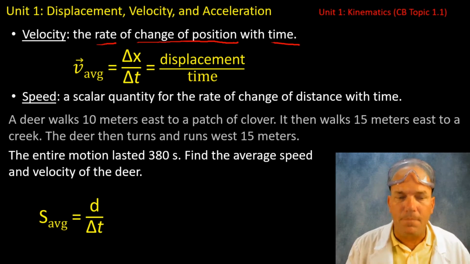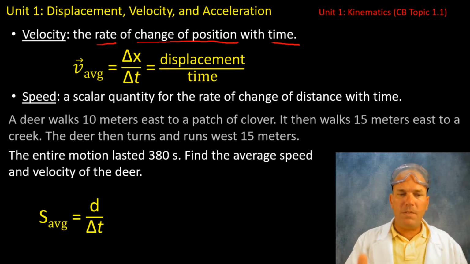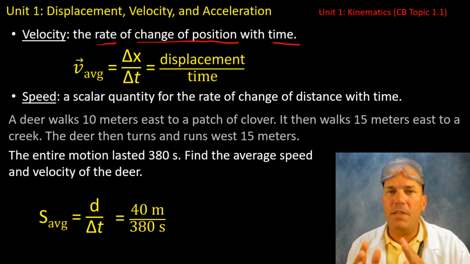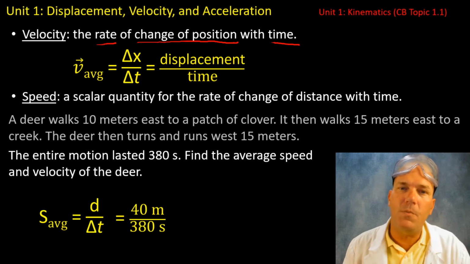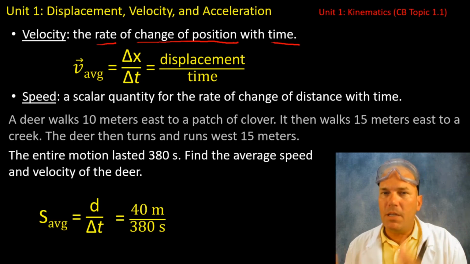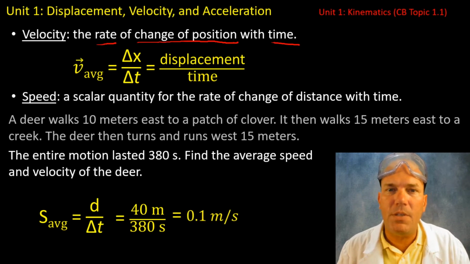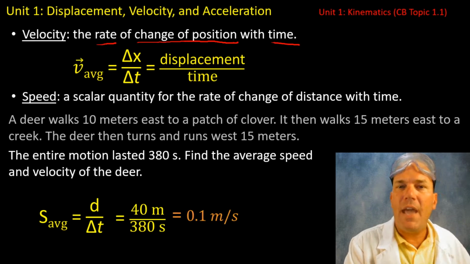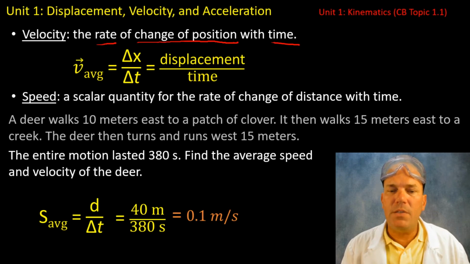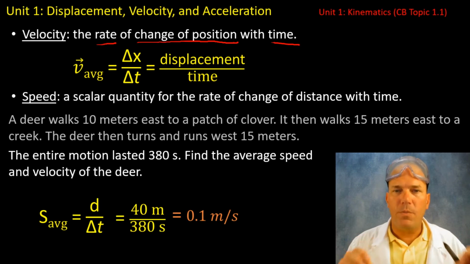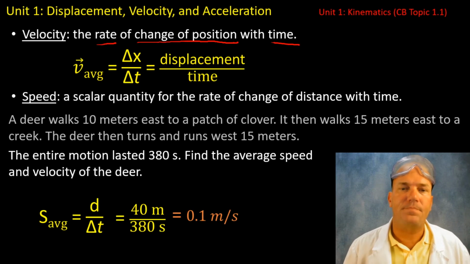Let's start with speed. So we have distance over time, that rate, and we calculated previously that the distance the deer traveled was 40 meters. And we're given the time that it took as 380 seconds, which means the deer's average speed is 0.1 meter per second with one significant figure.